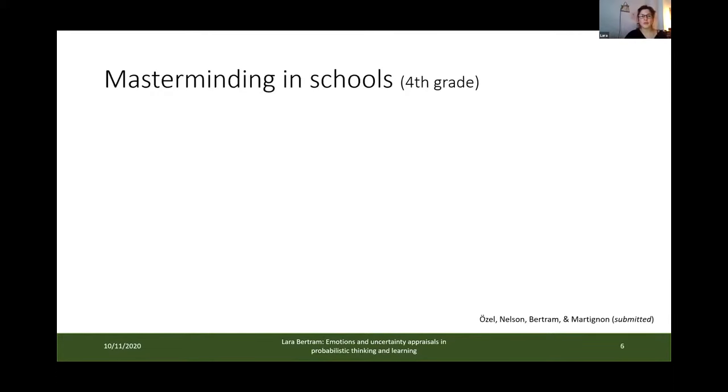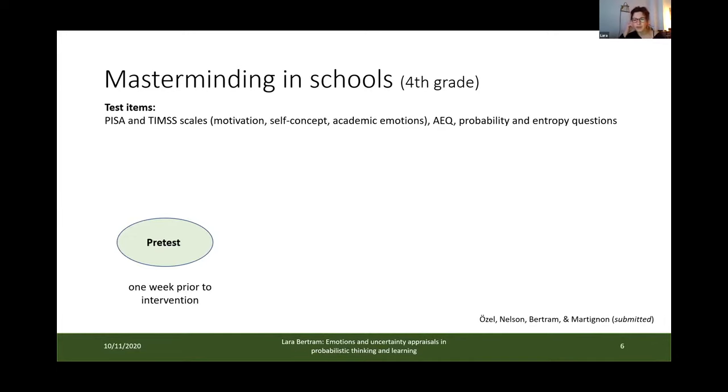And we already conducted pilot studies, and we already collected more data, which is not evaluated yet, but will be evaluated in schools. And we played Entropy Mastermind with students in schools. First, we conducted a pre-test 1 week prior to the intervention. And the pre-test consisted of scales from PISA and TIMSS, so both large-scale educational studies, and questionnaires on emotions, academic emotions, and also probability and entropy questions, like this one: which coach would be harder to play Mastermind with?